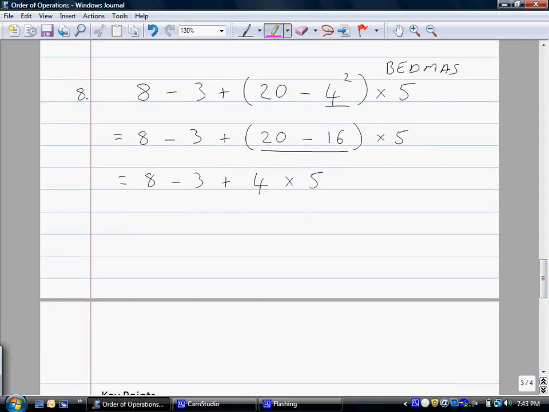I have 3 operations left, subtraction, addition, multiplication. Multiplication always comes before addition and subtraction, so the next thing I have to do is 4 times 5. I'm not touching the 8, I'm not touching the 3. 4 times 5 is 20. Subtraction and addition left. Now remember, these go together. I just work from left to right. This does not mean addition is done before subtraction. So from left to right, I do the subtraction first. So that's 5. I've got plus 20 there. And I'll just squeeze it in the end here. 5 plus 20 is 25.